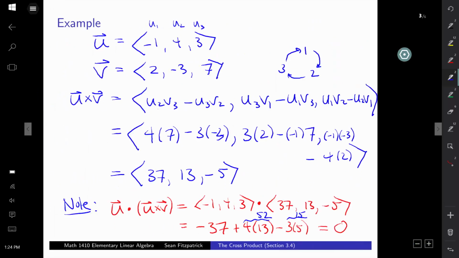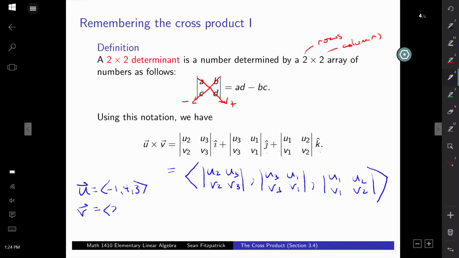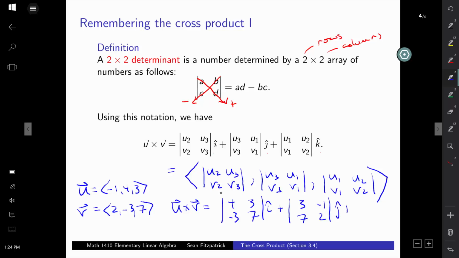V was 2, minus 3, 7, and you can work out that the cross product is going to be, so we do 4, 3, minus 3, 7 times I, and then we do 3, 7, minus 1, 2 times J, and then we do minus 1, 4, 2, minus 3 times K. Right? And then you work out those 2 by 2 determinants, and you find that they come out to be the same as before.